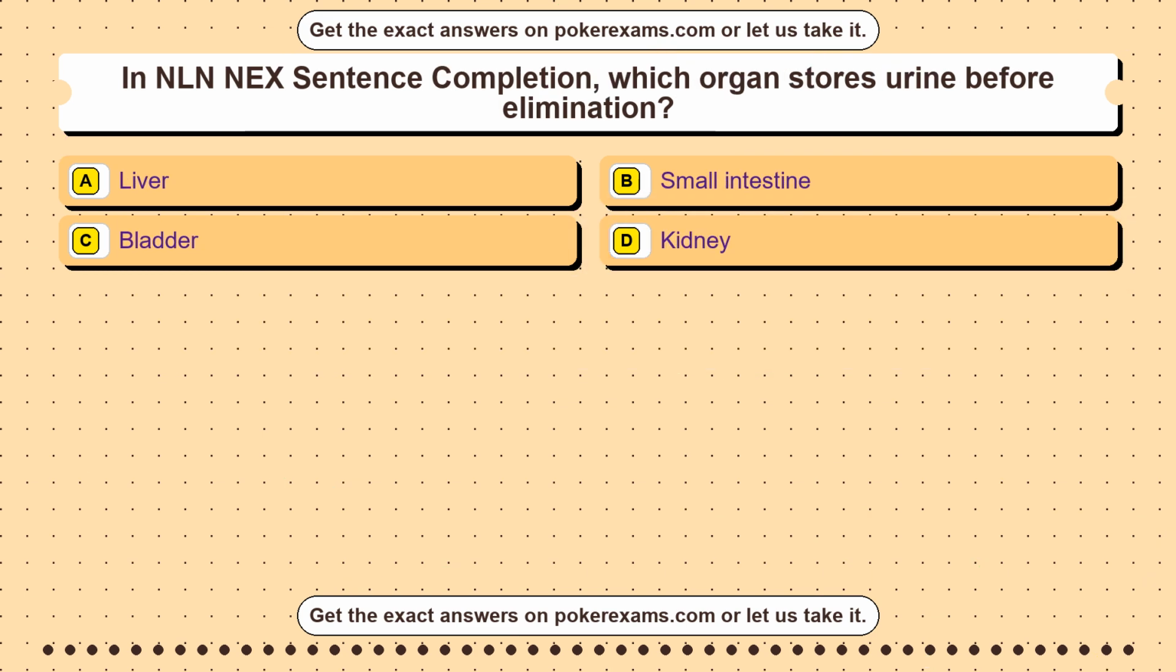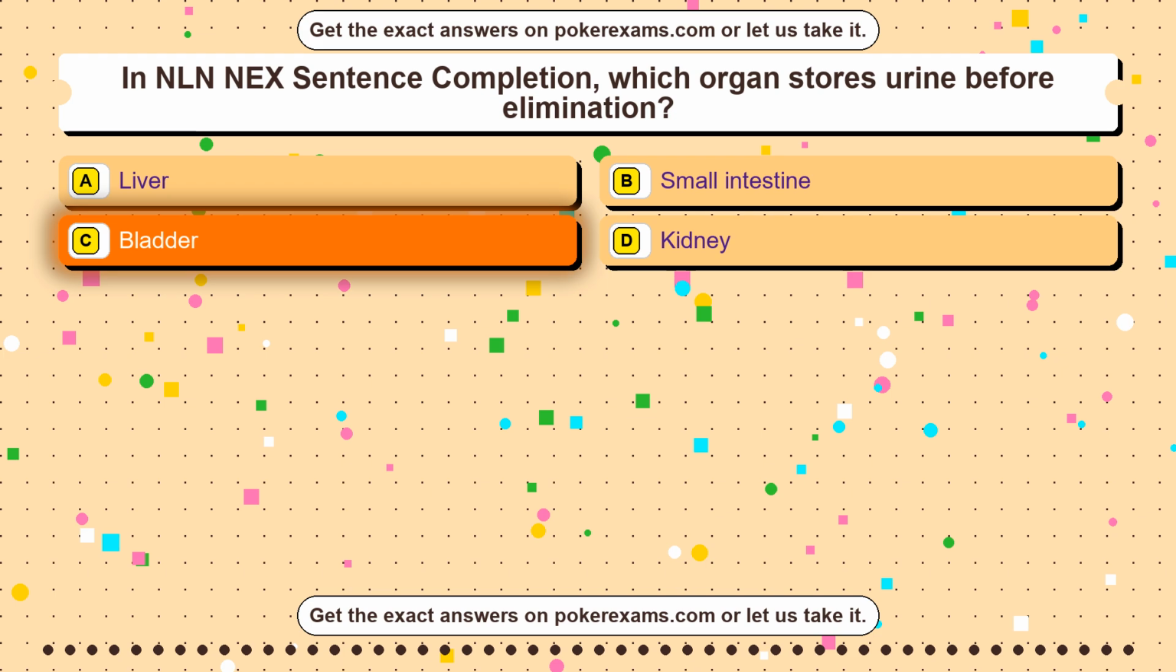Question 43. In GED Science Review, which sentence uses correct subject-verb agreement? Option A, the students are ready. Option B, the student be ready. Option C, the students is ready. Option D, the student are ready. The correct answer is option C.